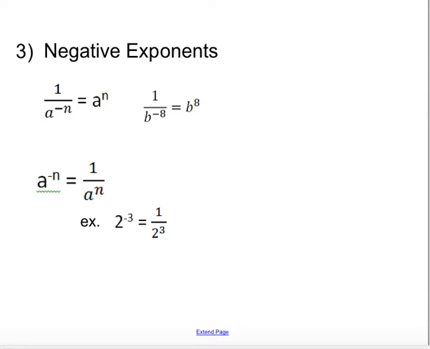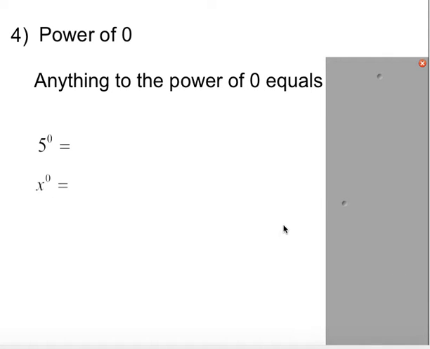So let's keep going with our rules here first. Anything to the power of 0 equals, do you know what that equals? It equals 1. So in other words there, if I've got 5 to the 0 there, we know that 5 to the 0 there is going to give us a value there of 1.